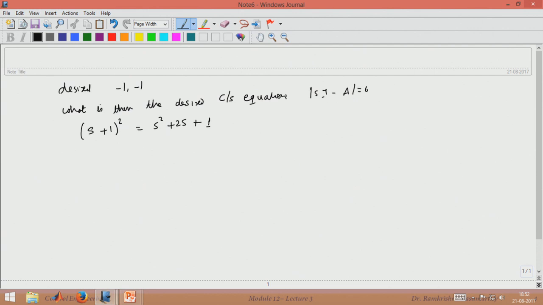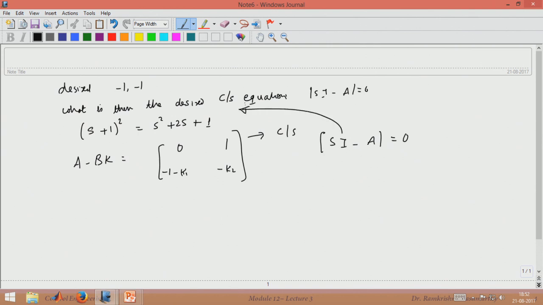Okay. Now what do I have with me? Well, my A minus BK now looks like this. This is 0, 1, minus 1 minus K1, minus K2. Okay. Now where are these roots? So what is the characteristic equation from this? I just want to find sI minus A equal to 0. Right. This is the characteristic equation. This characteristic equation should just match this one. Okay. This is the desired one. Right. This is what I want. This is the characteristic equation in the unknowns.